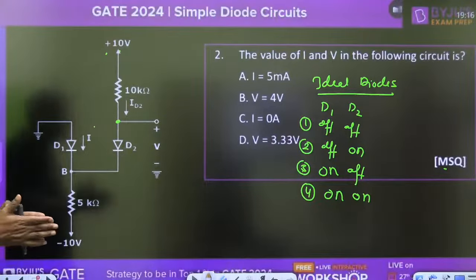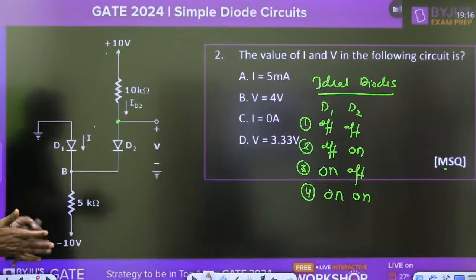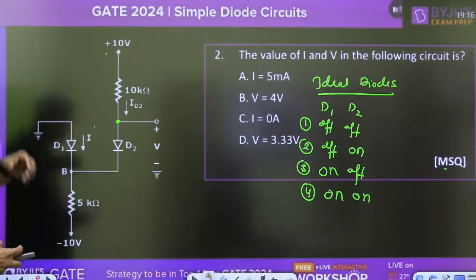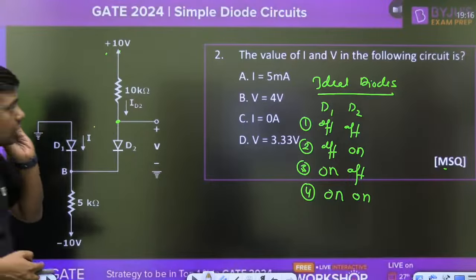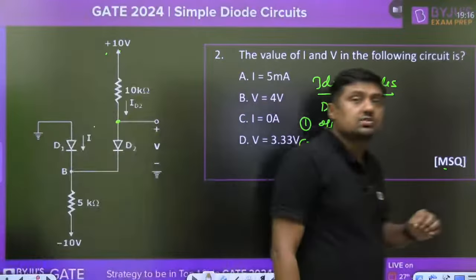So if the current through this diode is 1 milliampere, which answer? I am not getting any answer where all the conditions are satisfied. Tell me. All the conditions are satisfied.